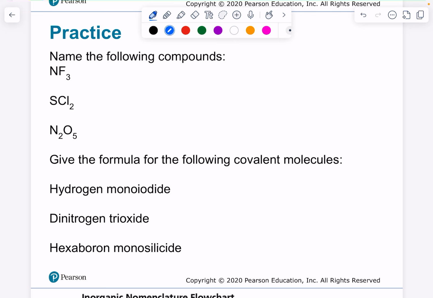Okay, so I'm going to go ahead and do this. Nitrogen. I'm not going to put the prefix because it's only one of them and it's the first element. So I'm just going to say nitrogen. And then fluorine will change to fluoride. And there's three of them. So mono, di, tri. Fluoride. I changed the ending to "ide." Okay.